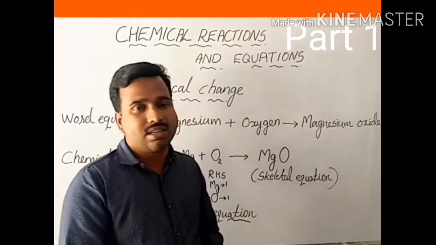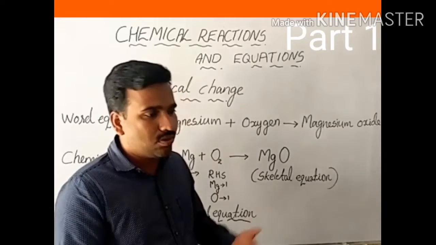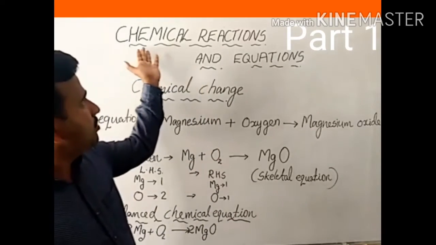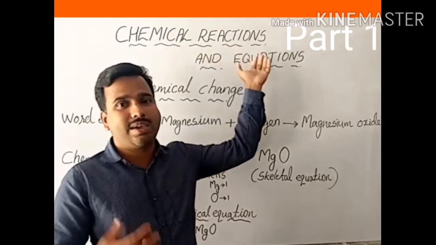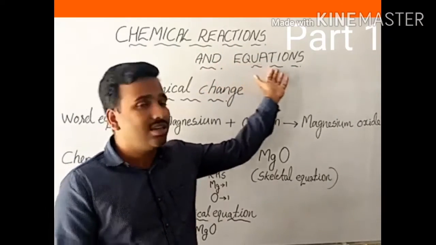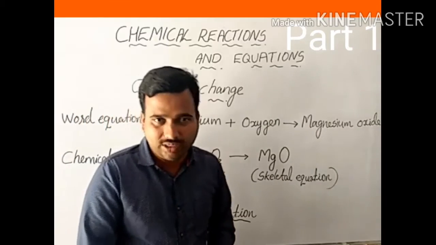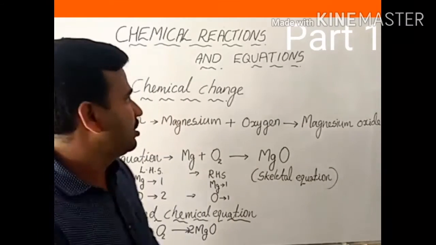You can see similarly rusting of iron. These are all examples of chemical reaction. So in this chapter we will be discussing chemical reactions and equations, how we represent a certain chemical reaction with the help of an equation.